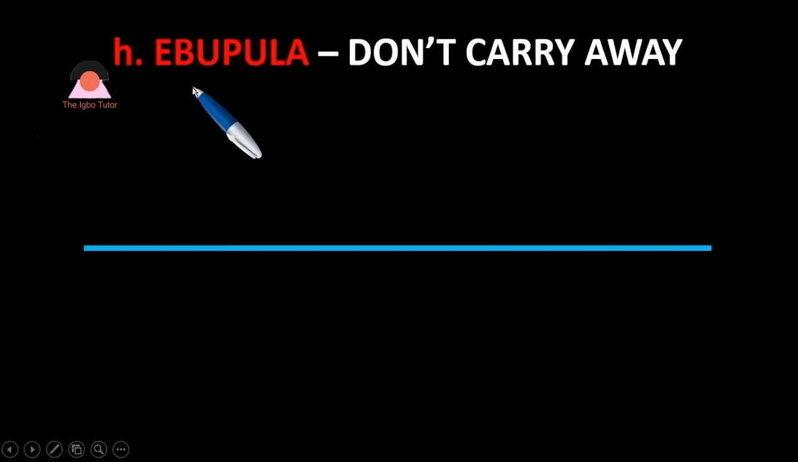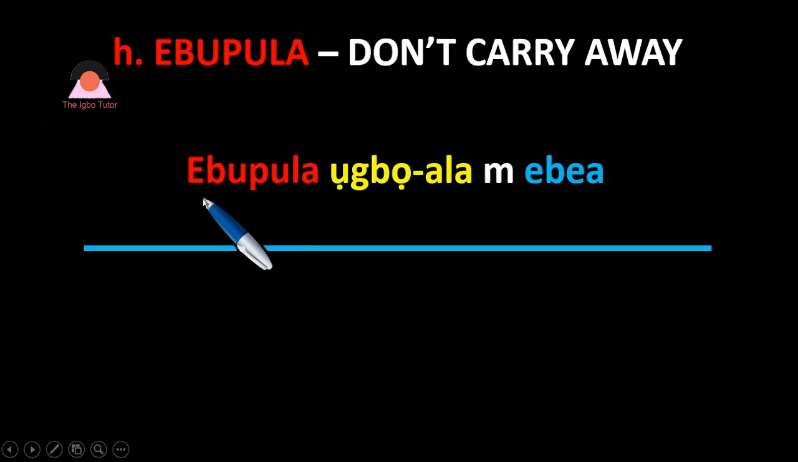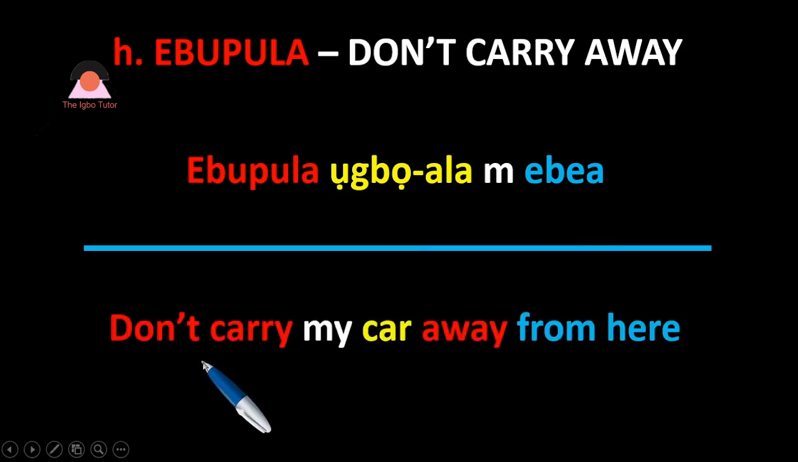Ebupula, opposite instruction. Ebupula, don't carry away. Let's look at the sentence now. Ebupula ụgbọala m ebe a, which means don't carry my car away from here. Ebupula ụgbọala m ebe a.